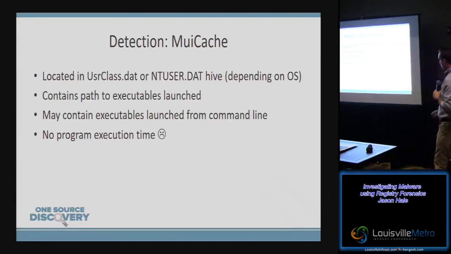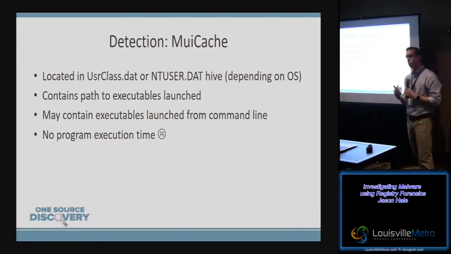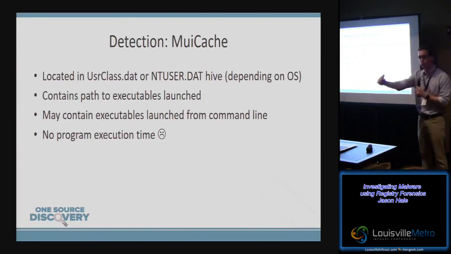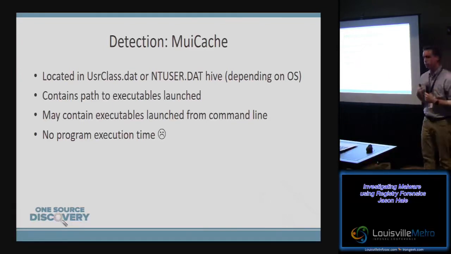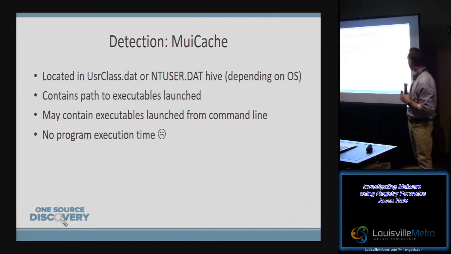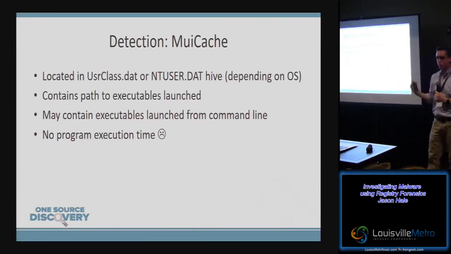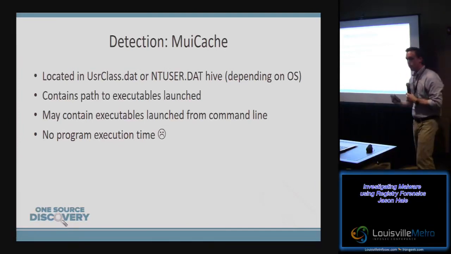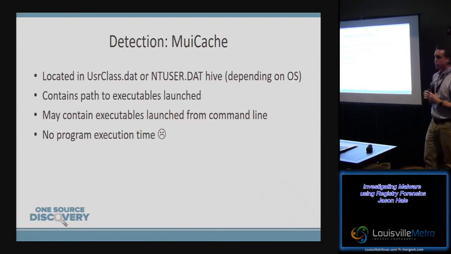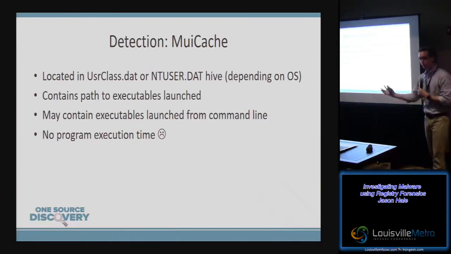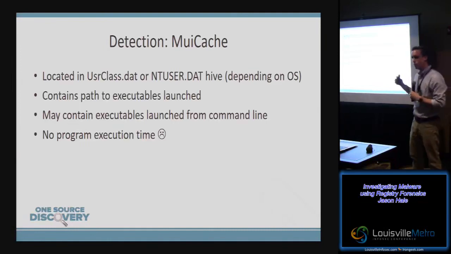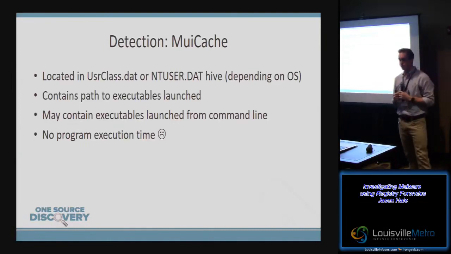All right, so the first location that we're going to look at with regard to program execution is one that's been around for a while. It's called MUI cache, or MUICache. This is located in a user hive, either the UsrClass or NTUSER, depending on how new your operating system is. Most anything you would look at now would be UsrClass. Since we can attribute this to a user account, we know at least the context under which this particular executable would have been run.